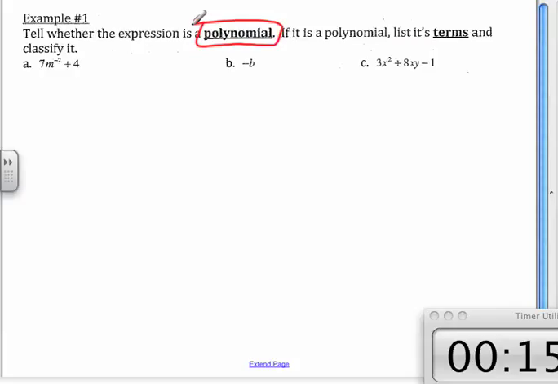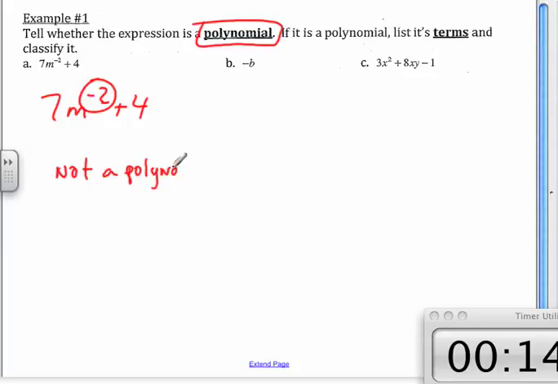And the reason that it's not a polynomial is because the exponent for the variable, let me write this a little bit bigger. The exponent of the variable is negative. Okay? I can't have any negative exponents in a polynomial. They all need to be positive. So this one is not a polynomial.